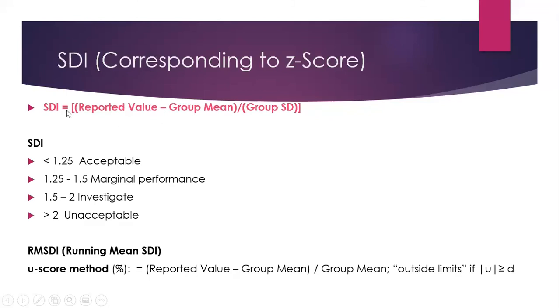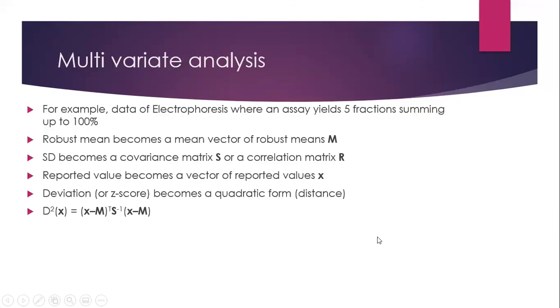What is residual? Residual is the reported value of a laboratory minus group mean. What is standard deviation index? It is corresponding to Z score. Standard deviation index is reported value minus group mean divided by group standard deviation. How do we interpret standard deviation index? This is the interpretation.